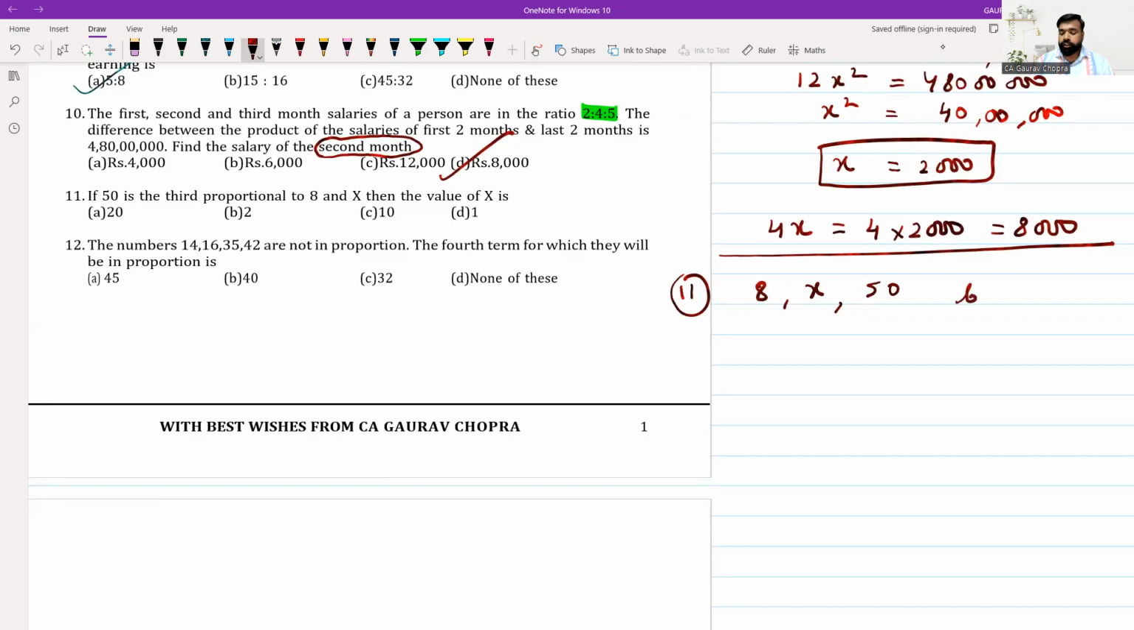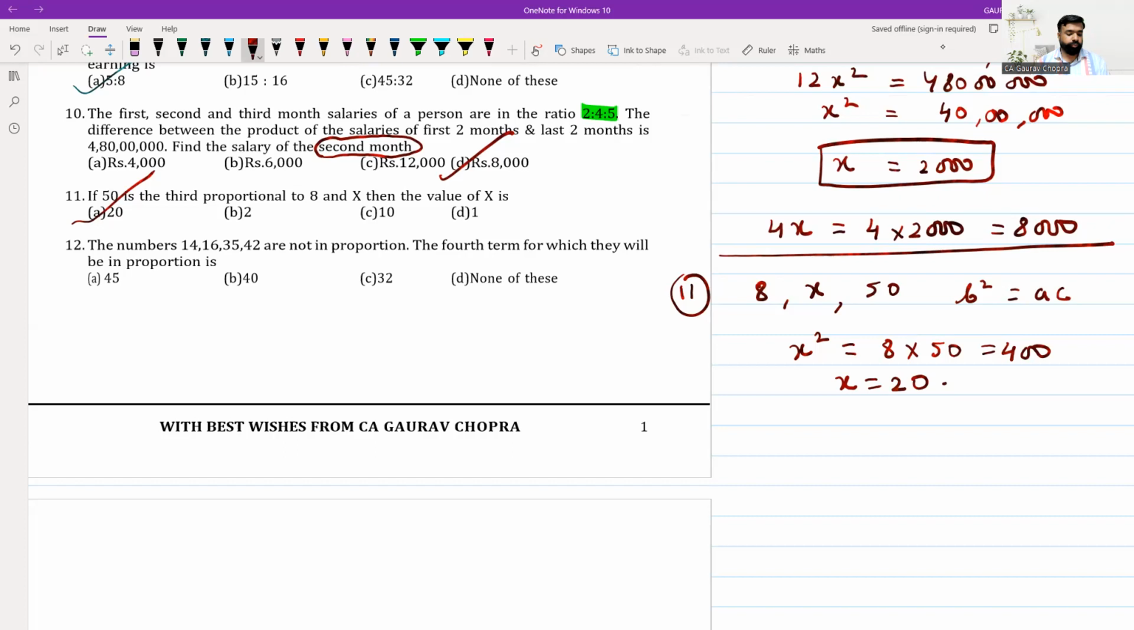So the formula says b square equal to ac. B is the middle term. So x square is equal to 8 multiplied by 50. This gives 400. So the value of x will be 20. Option number A.